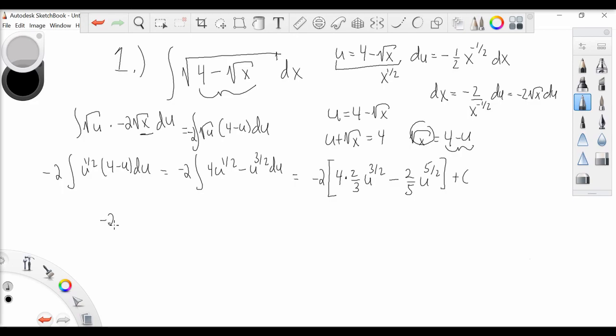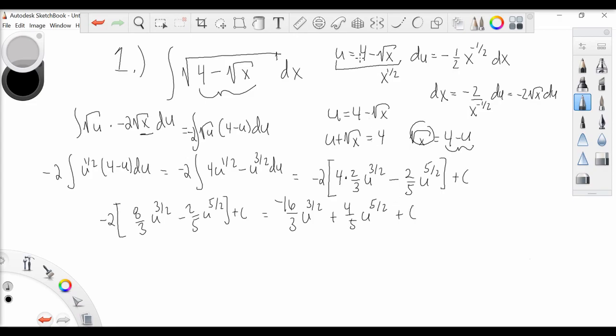Now simplifying, we're going to get negative 2 outside still, 8/3 u to the 3/2 minus 2/5 u to the 5/2 plus c. Now distributing in our minus 2, we're going to get minus 16 over 3 u to the 3/2 plus 4/5 u to the 5 halves plus c.